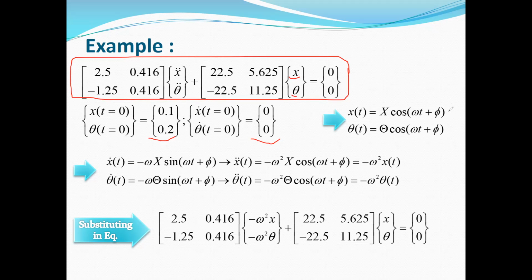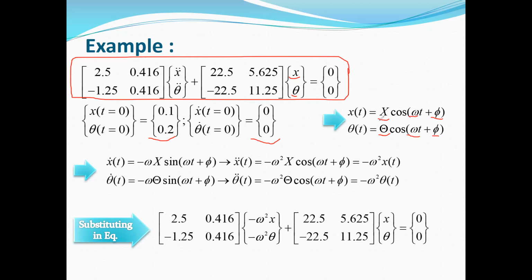We consider the response in these two harmonic forms with two different amplitudes but with the same frequency, as you can see, and phase angles. Omega is the frequency, and uppercase X and uppercase Theta are the amplitudes of the response.